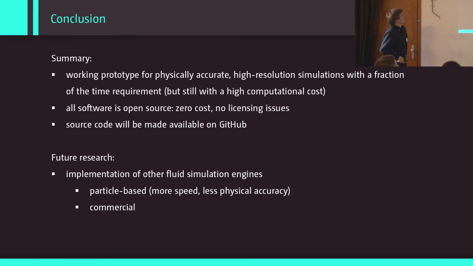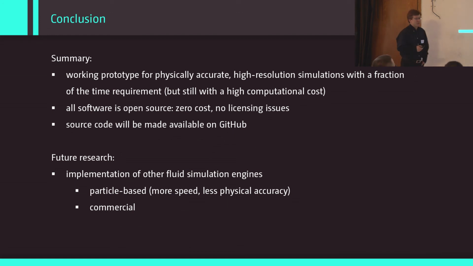Okay. So to conclude what we have done, or by we I mean I, a working prototype for a physically accurate high-resolution simulation with just a fraction of the time requirement that you would have on a desktop. But still, okay, if we look at core hours, it's still a high computational cost, but the supercomputer will do that for you. You just worry about the clock time. All the software that I've been using is open source, so there's zero cost, and there are no licensing issues about continuing to develop it or about distributing it on the supercomputer. If you're interested, the source code will be made available shortly on GitHub once we figure out a really nice sounding name for it. That's the basic requirement.